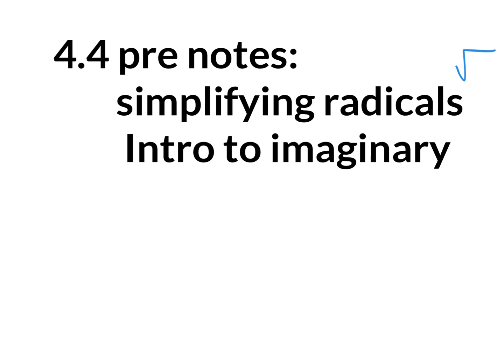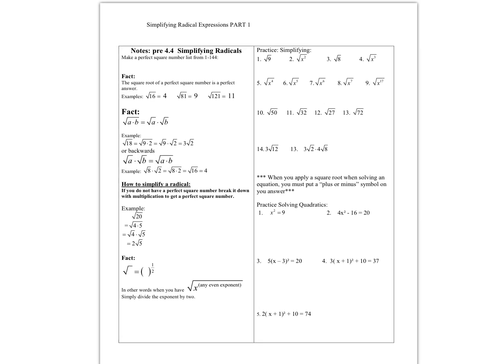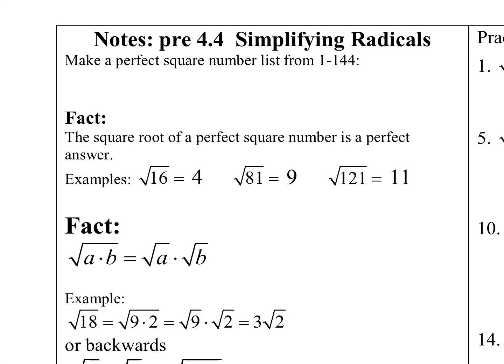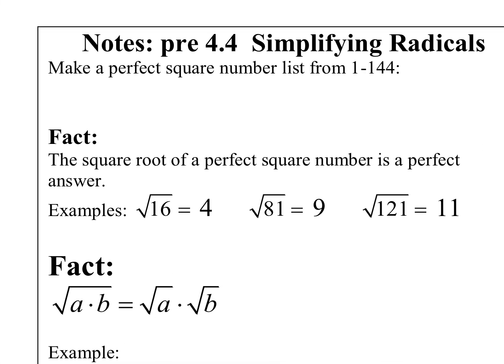Let's jump right in. So we have this page of notes. Let's all go to our page of notes, and right here it says make a perfect square number list from 1 to 144. The very first perfect square number is 1. The next one is 4. The next one is 9. Does anybody know the next one? 16. Anybody know the next one? 25. That's right. How about the next one?